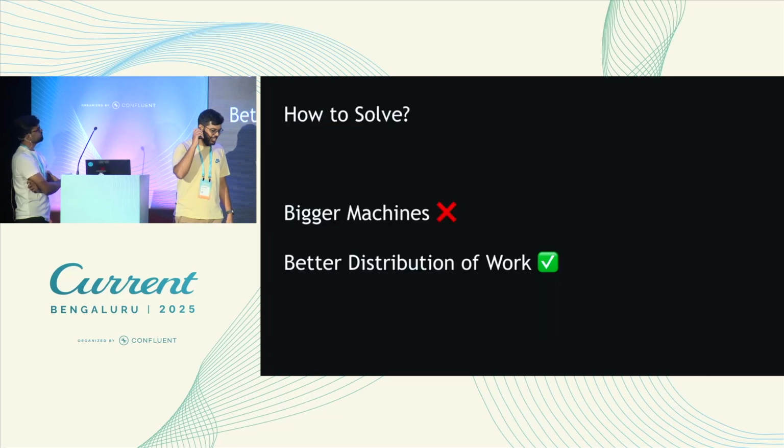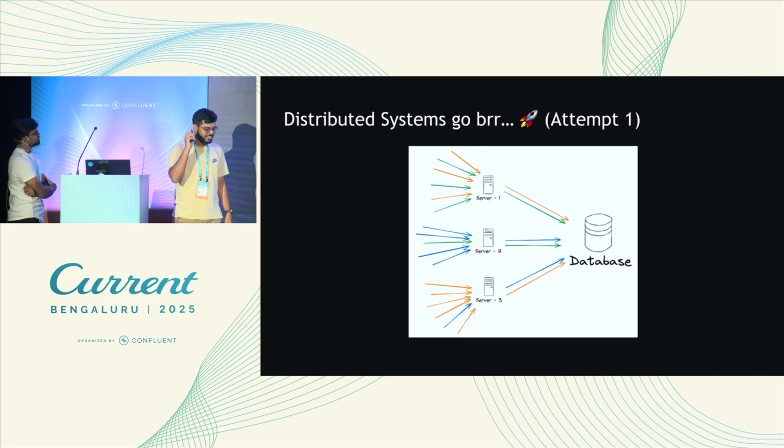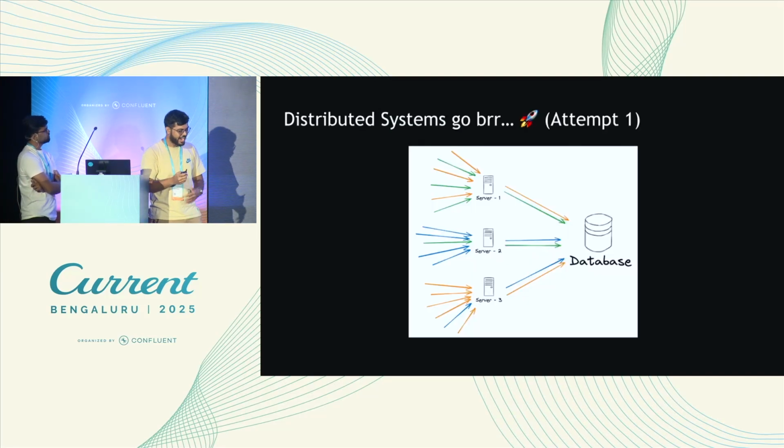The first thing that anyone thinks about is a distributed system, and the first thing about a distributed system is to add more servers. So let us try that solution. We add more servers before the database. So this is where we get to, and we have, let's say, 3 servers. But do you see a problem here?